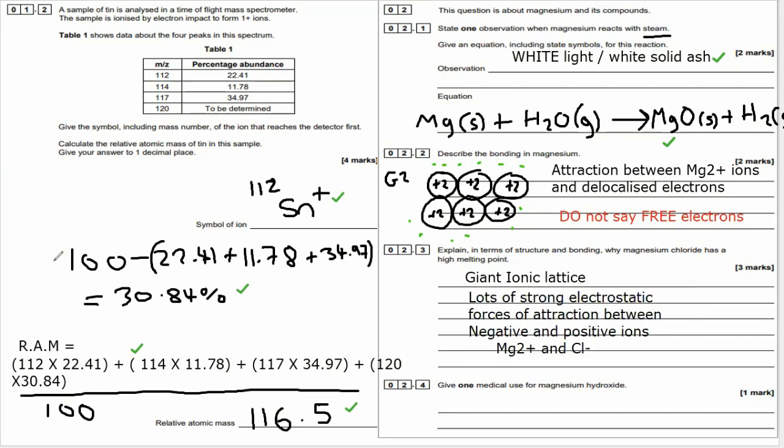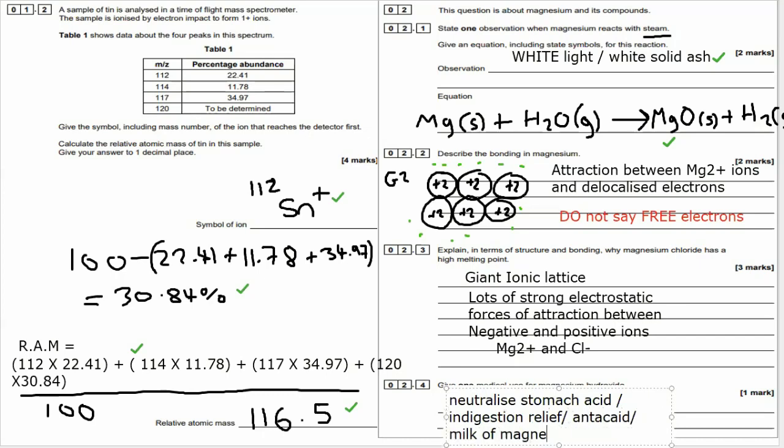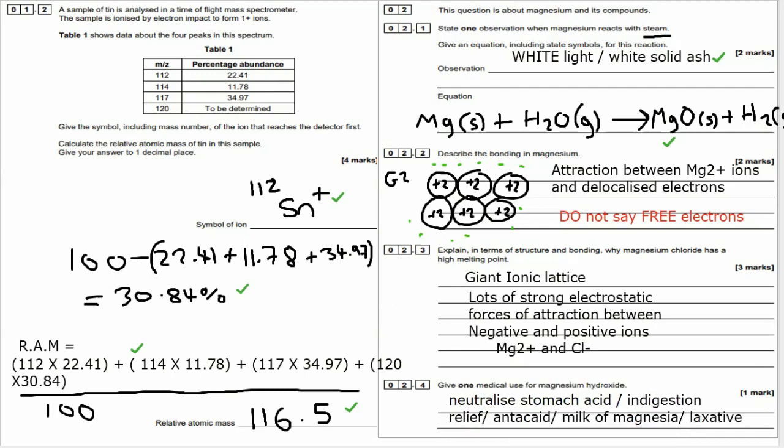Give one medical use for magnesium hydroxide. Now, you should know by now hydroxides, which can release the OH- ion, are bases or alkalis, so they neutralize acids. So it's for neutralizing stomach acid, or indigestion, or reflux, or use as an antacid. It's called milk of magnesia as well. And an unusual use is as a laxative, which relieves constipation. A bit grimy, but here we go.